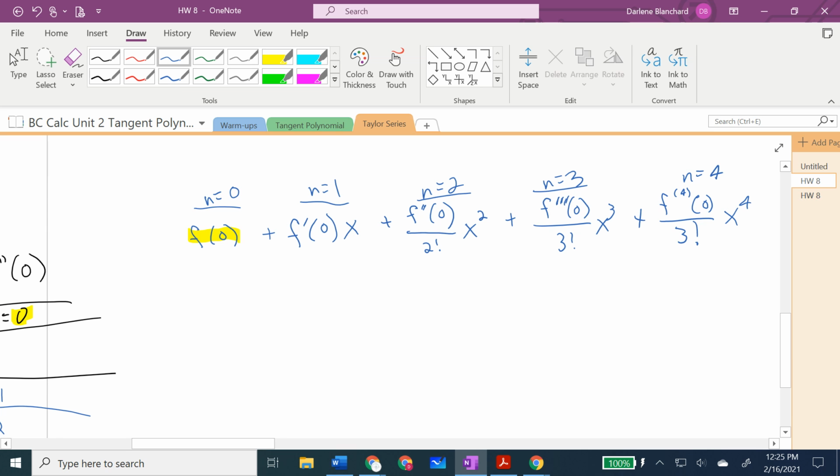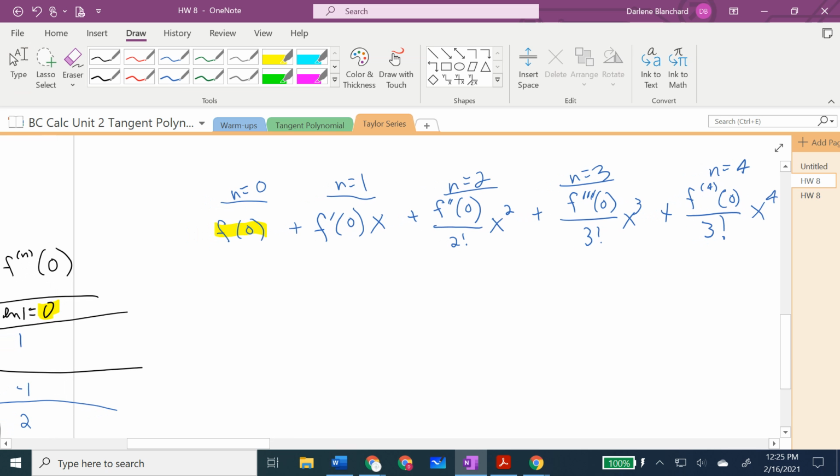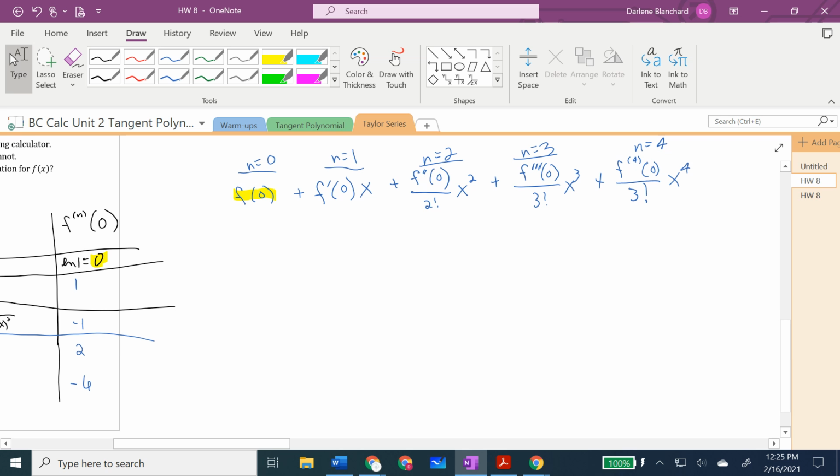All I have to do now is fill in those derivatives with the numbers that were found. So here we go. Starting here, since the other one was 0, 1 times x. Then second derivative at 0 is -1. 2 factorial is 2. Then the third derivative at 0 is 2 over 3 factorial, which is 6. The fourth derivative is -6.